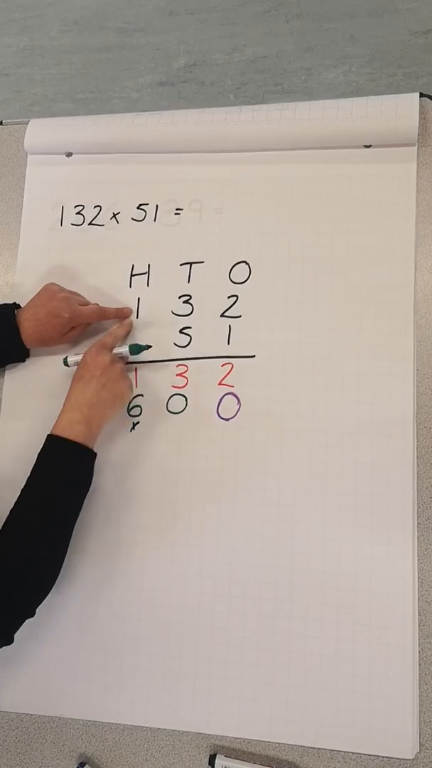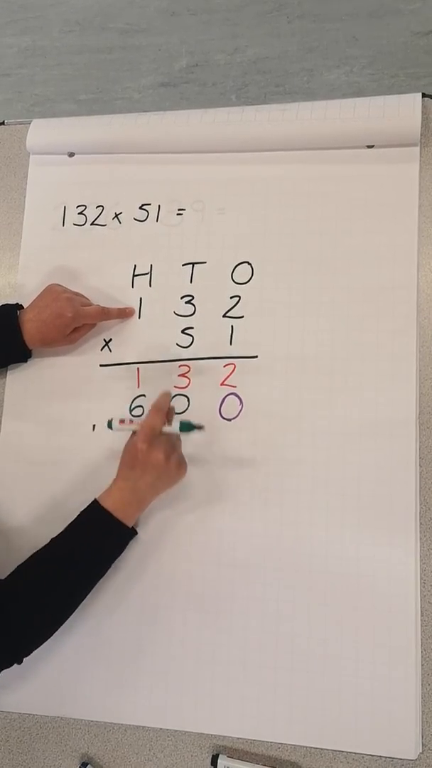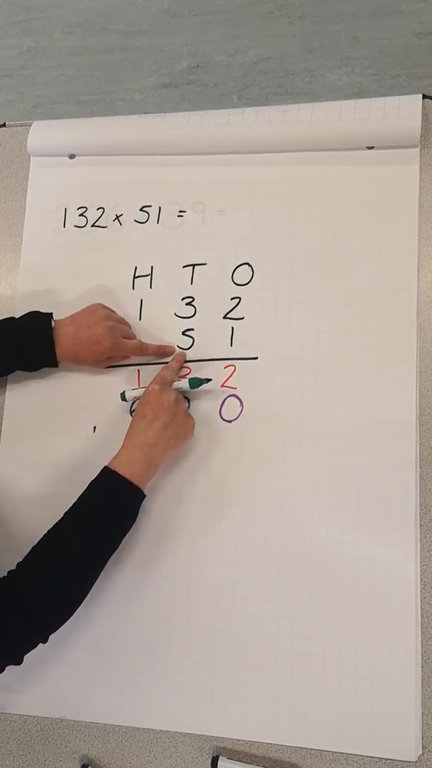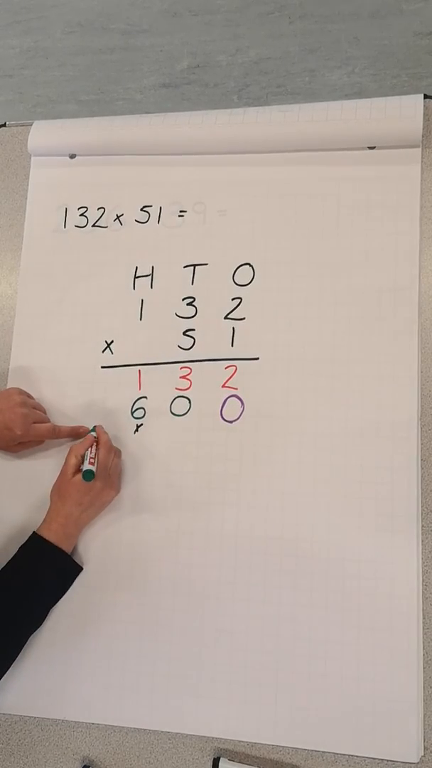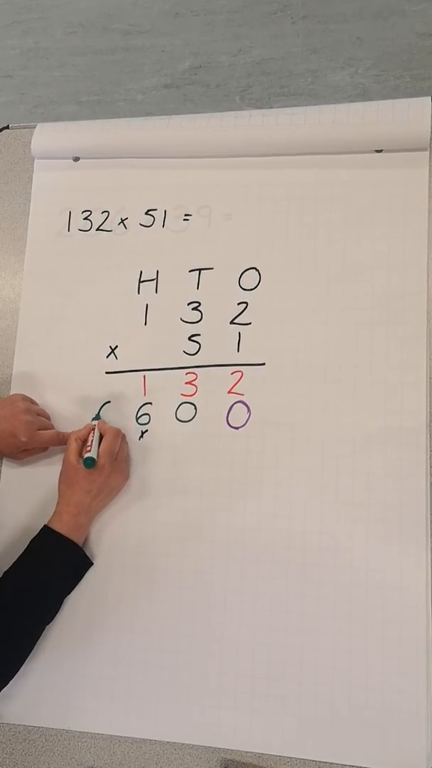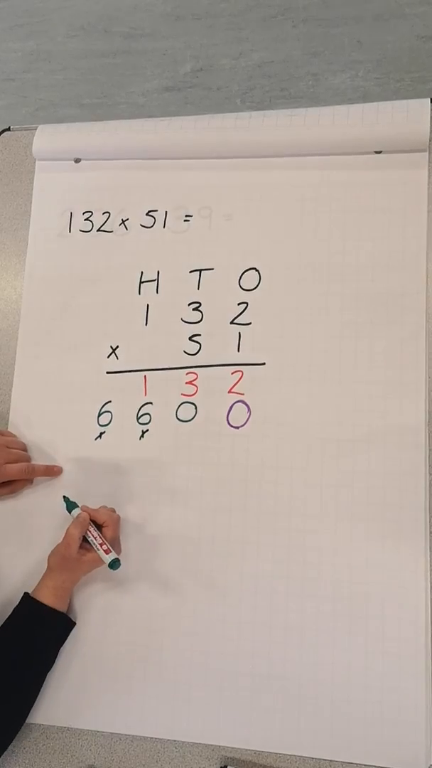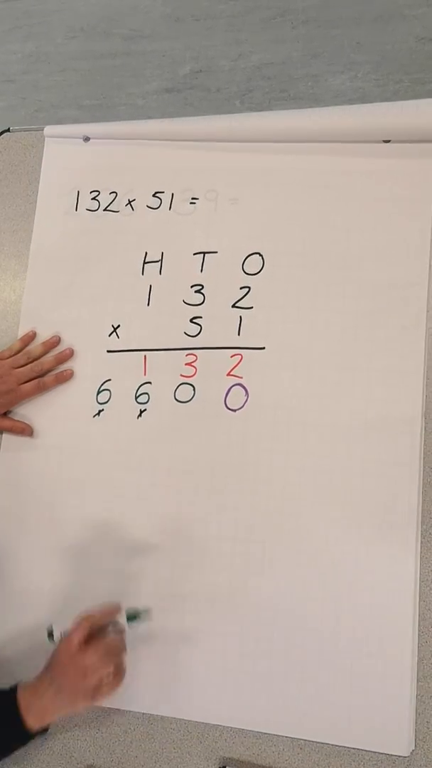Now I'm in the hundreds. 1 times 5 is 5, and then I'm just going to add that extra 1 on, which makes 6. I'm going to add the 6 there. So I've got 6,600 for that part.